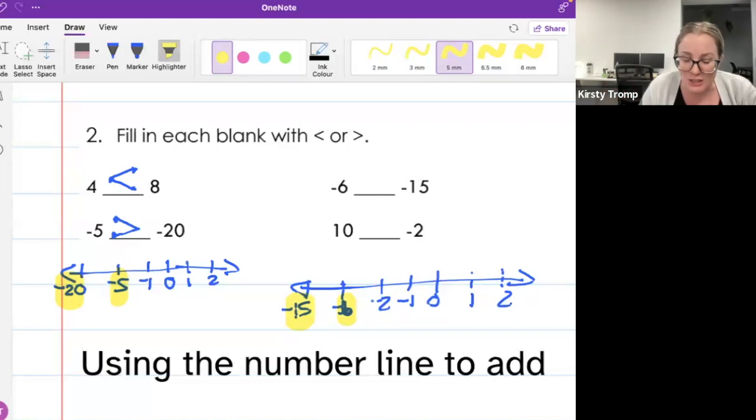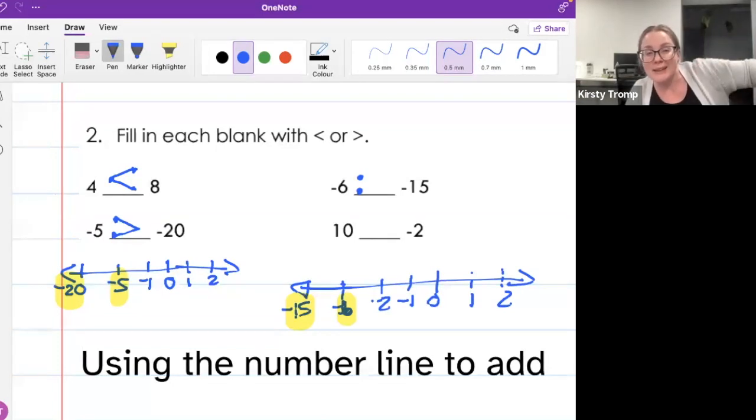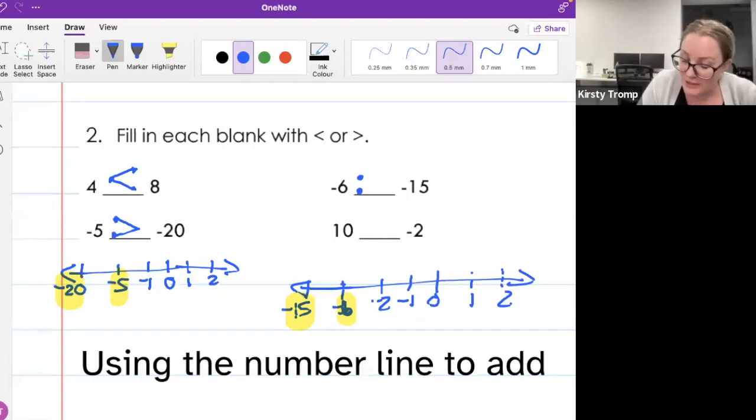It's -6. Good, I'm seeing some good answers. Well done, everybody. So I know that -6 is further to the right. So it's closer to the 0. It's further to the right of the -15. The -15 is way to the left. So -6 is going to be bigger than the -15. And the last one that I'm doing with you, and then you're going to try some by yourself, is 10 and -2. Again, you can go draw your diagram, but we know that 10 is most definitely going to be bigger than -2.